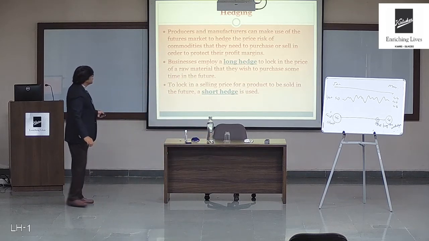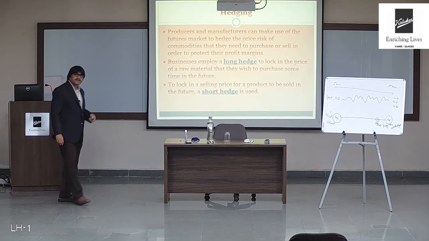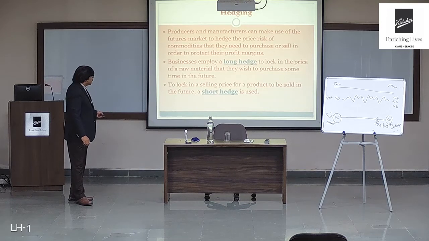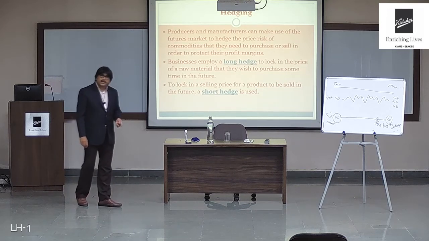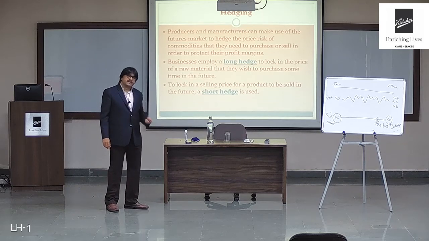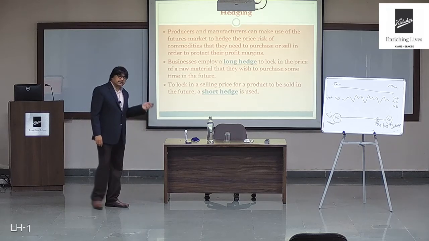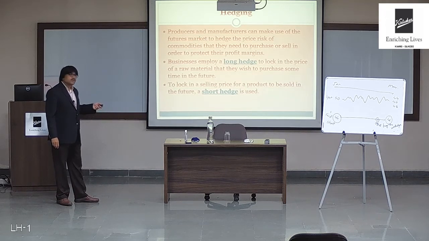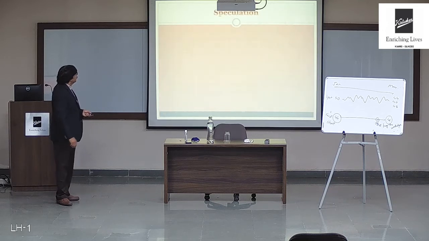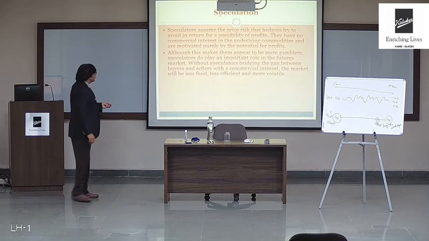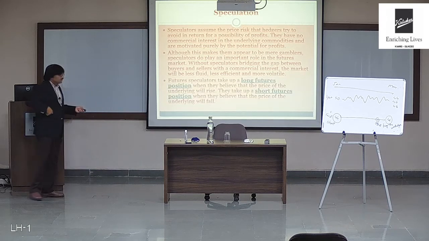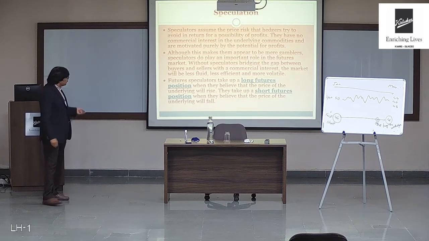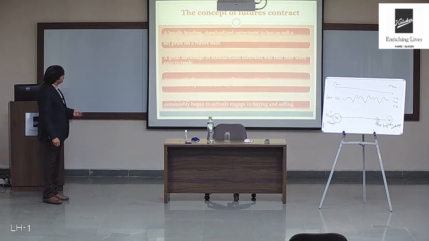So a long hedge is signed when you see that the price of the underlying is going to go up and you are required to buy it, and a short hedge is taken in the case where the firm is required to sell its products or underlying in future, and they expect that the price of that underlying or commodity is going to go down in future. Speculators, just for the purpose of liquidity and making profit, as we have seen in earlier discussion.